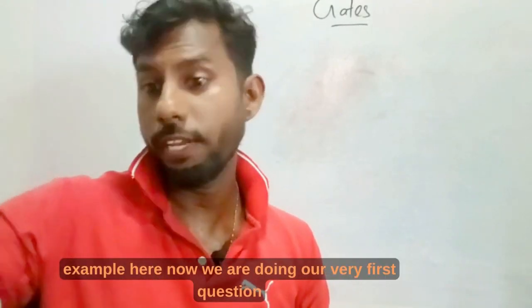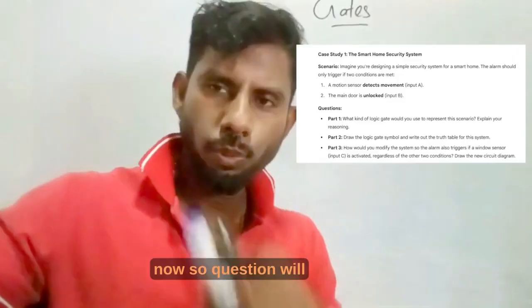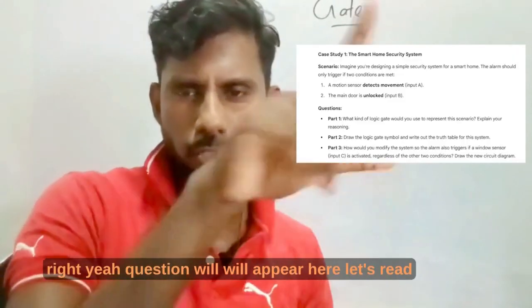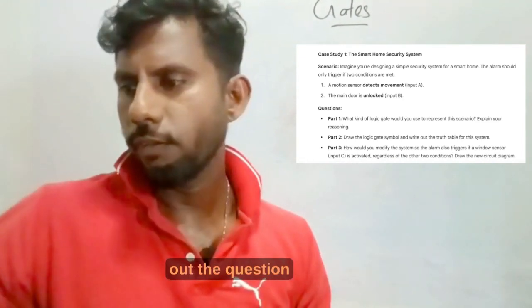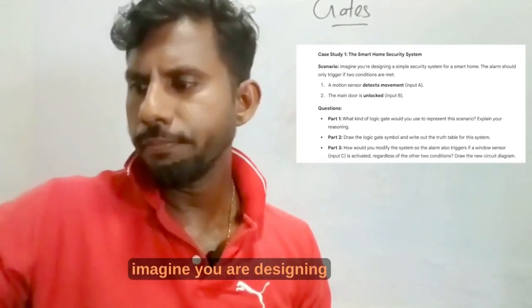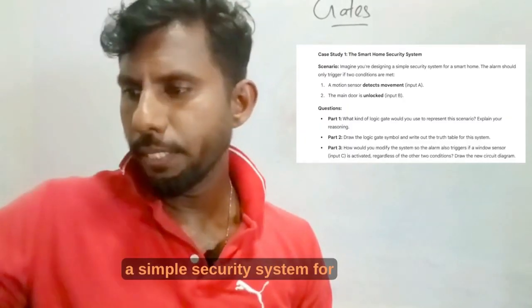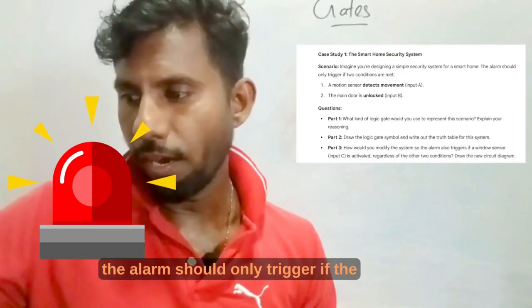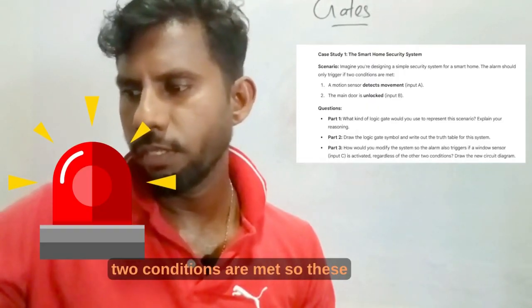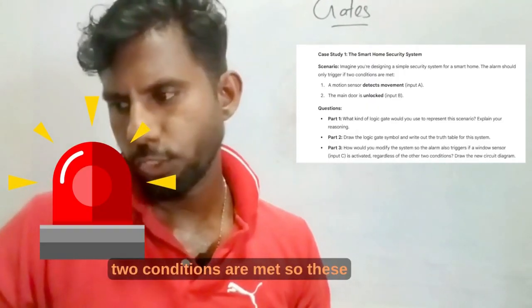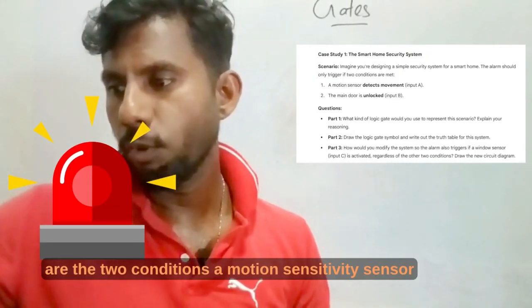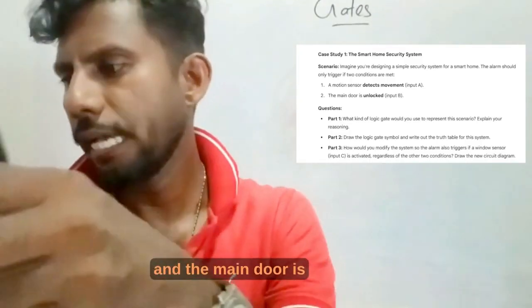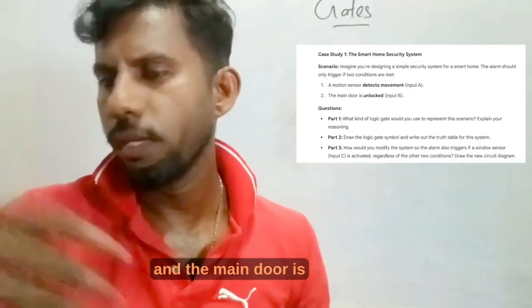Now we are doing our very first question. The question will appear here. Let's read out the question. Imagine you are designing a simple security system for a smart home. The alarm should only trigger if two conditions are met. These are the two conditions: a motion sensor detects a movement and the main door is unlocked.